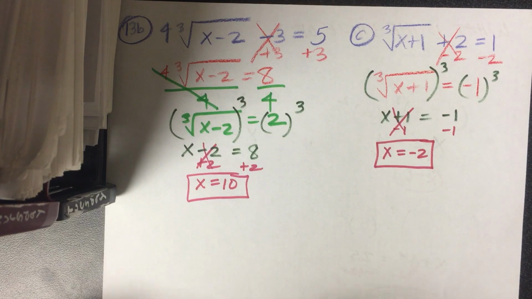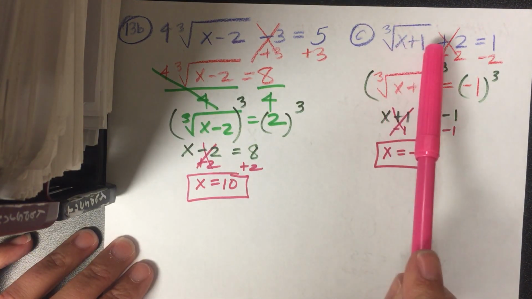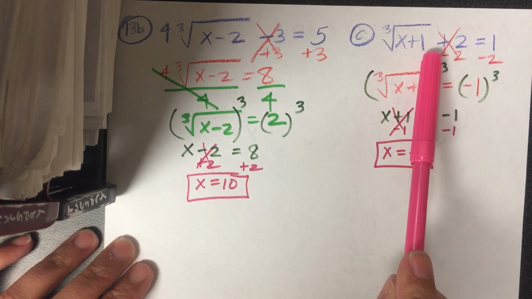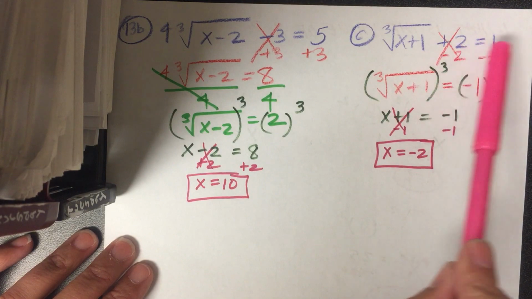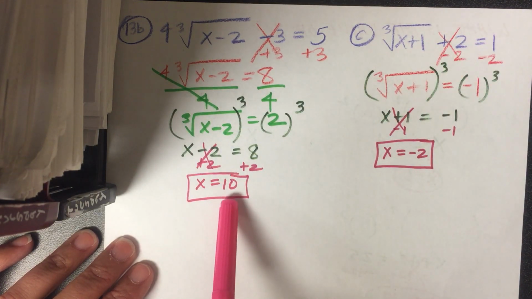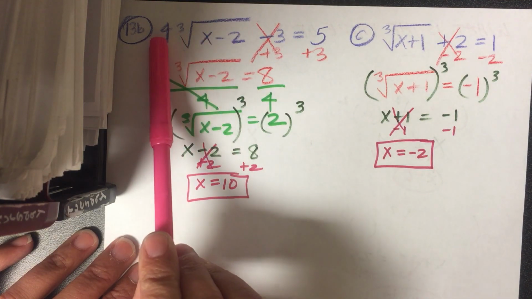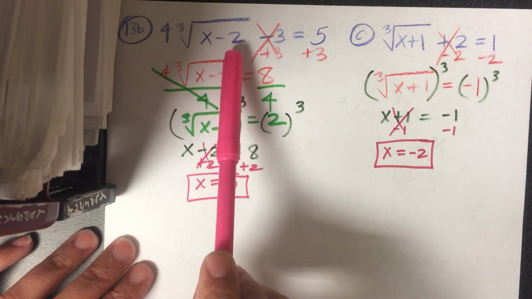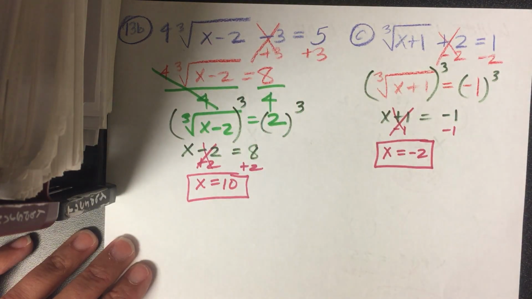And again, you can always plug these back in and check your answers. If I plug in negative 2 for x, negative 2 plus 1 is negative 1. The cube root of negative 1 is negative 1, plus 2 is 1. If I plug this back in, 10 minus 2 is 8. 4 times the cube root of 8, which is 2. 4 times 2 is 8, minus 3 is 5. So you can plug it all in and check it out.